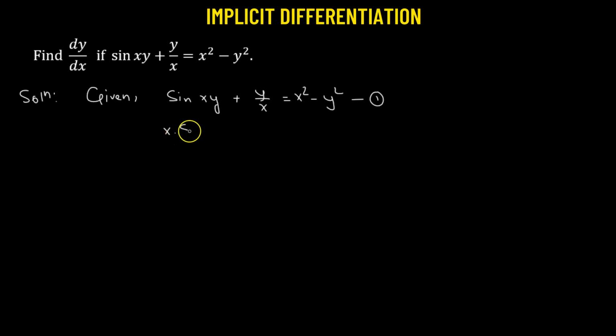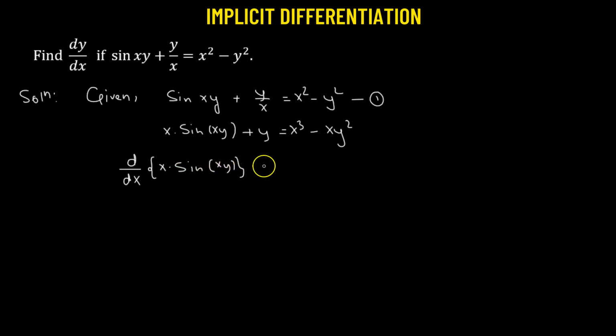So we'll get x times sine of xy plus y equals, x times x squared will be x cubed, minus x times y squared gives us xy squared. Now we'll take the derivative on both sides with respect to x. Derivative with respect to x of x times sine of xy. We'll take the derivative term by term. We have derivative of y with respect to x equals derivative with respect to x of x cubed minus derivative with respect to x of xy squared.